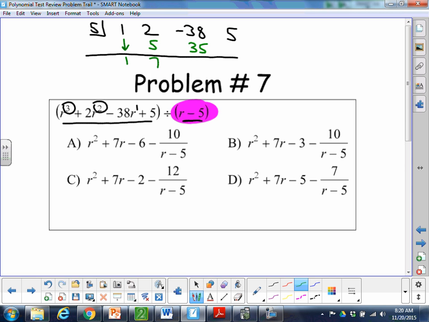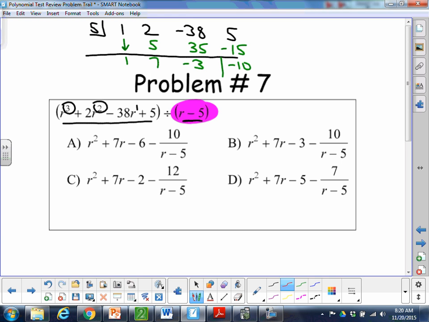Okay, and that is going to, when we add those, become a negative 3 still. Right, negative 3 times the 5 is negative 15. And our remainder here will actually be a negative 10. Okay, so it looks to me like we have coefficients of 1, 7, and negative 3, remainder of negative 10.